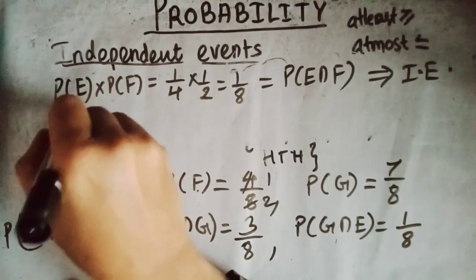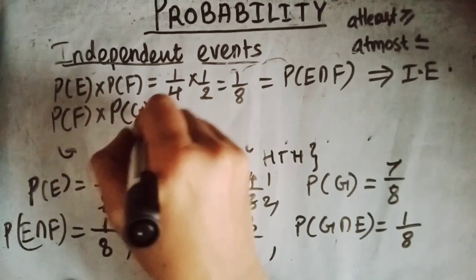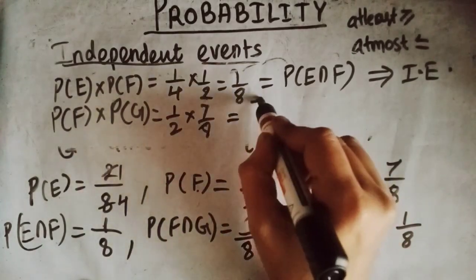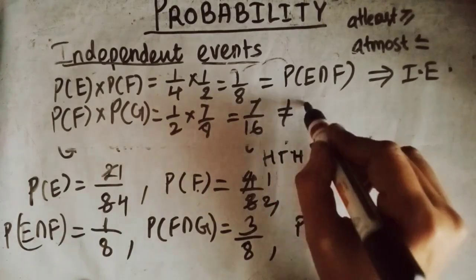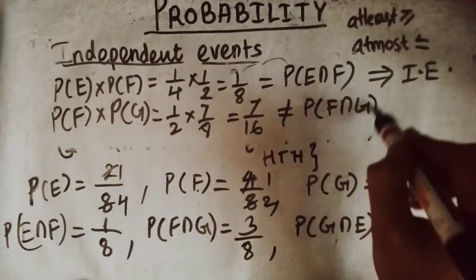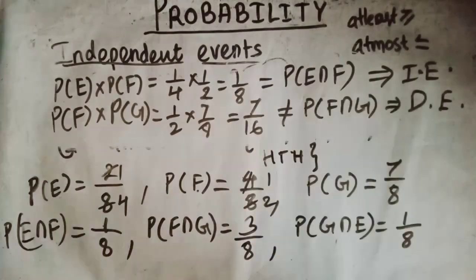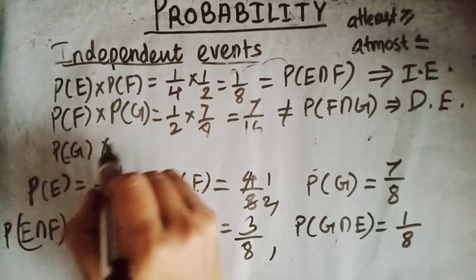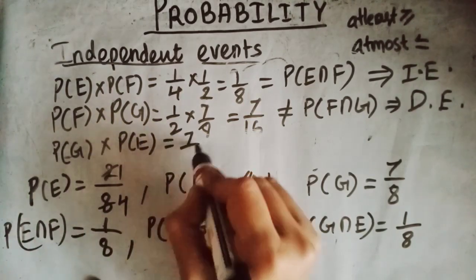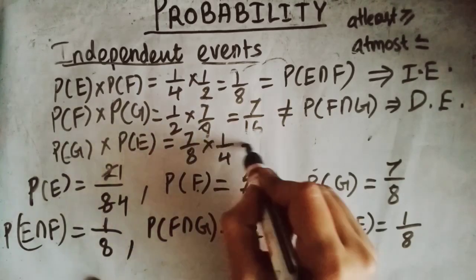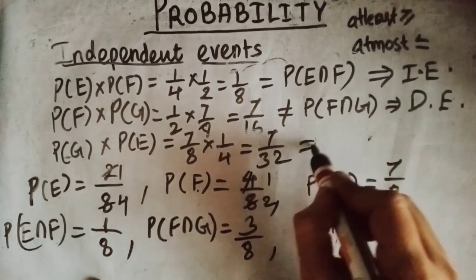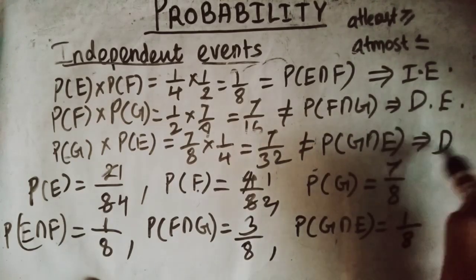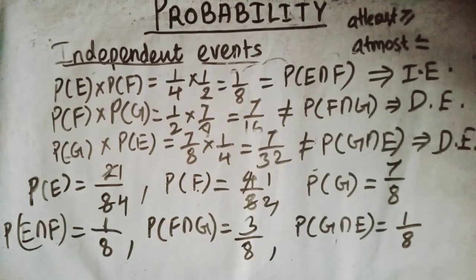Okay, then P of F into P of G. P of F is half into 7 by 8. So it comes to 7 by 16, which is not equal to P of F intersection G. So this becomes dependent events. Okay, then last one, P of G into P of E. So 7 by 8 into 1 by 4, 7 by 32, which is not equal to P of G intersection E. So G and E are not independent events, so they are dependent events.